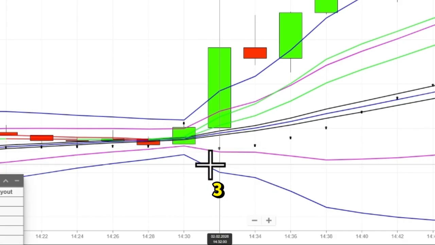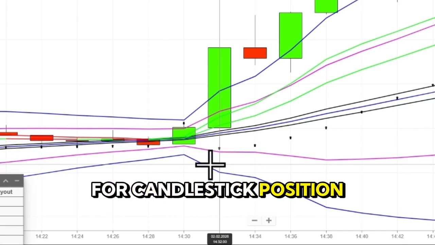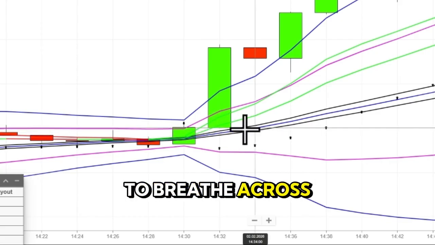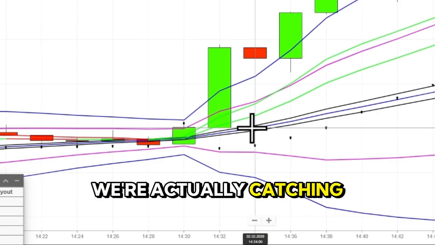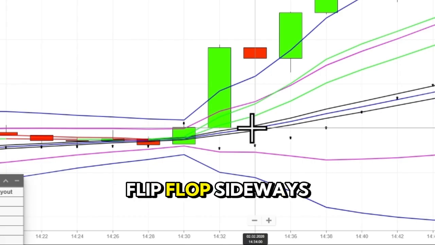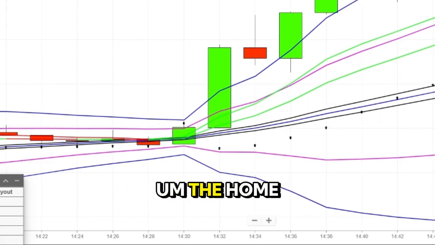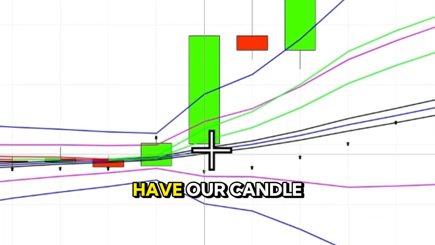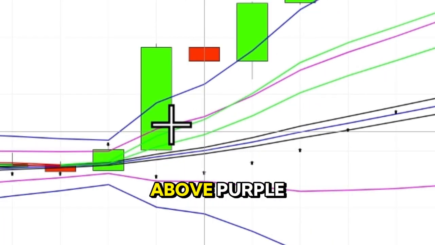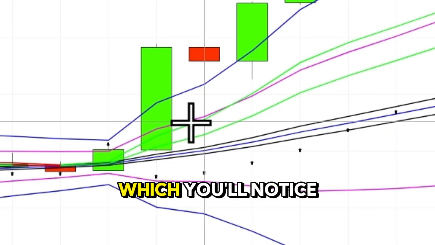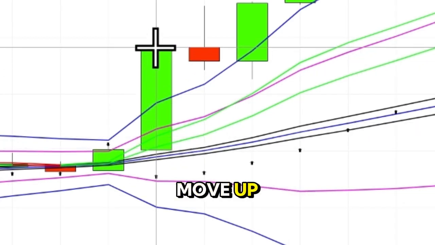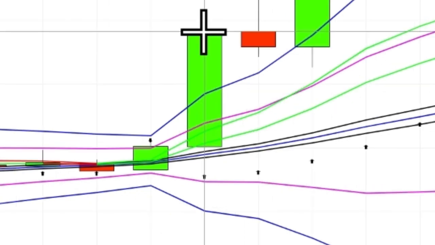We then go to step 3, which is looking for candlestick position. Now, with a low energy trade, we want to give plenty of space for the trade to breathe across the midline and make sure we're actually catching a trend and not just a flip flop sideways through the home plate, as it were, of the PE1 bands, the black lines. So we want to have our candle open or close above purple PE2, which you'll notice isn't the start. We actually wait 2 minutes and get in after the initial move up. Now, there is actually a way to do better than this. We'll come back to that later on.